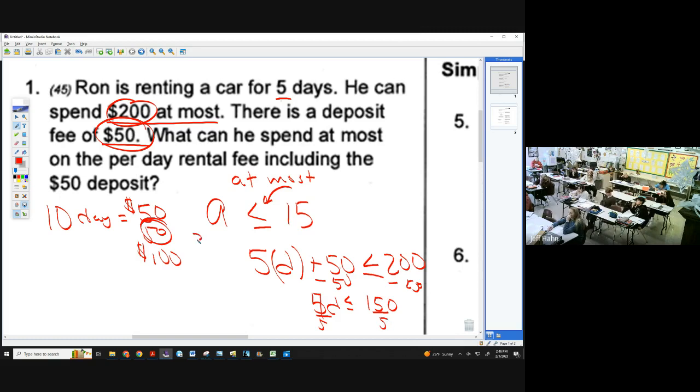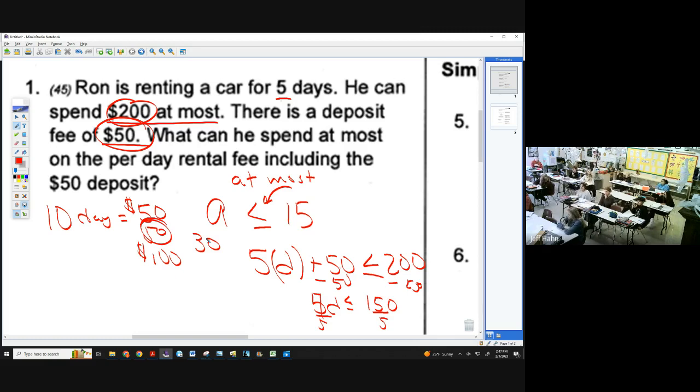So the answer, yes, was 30, right? Divide 150 by 5. You don't have to do it my way, I'm just telling you the way mathematically you have to think about it. Does D stand for days? It does. Then whatever we use for 5 days.